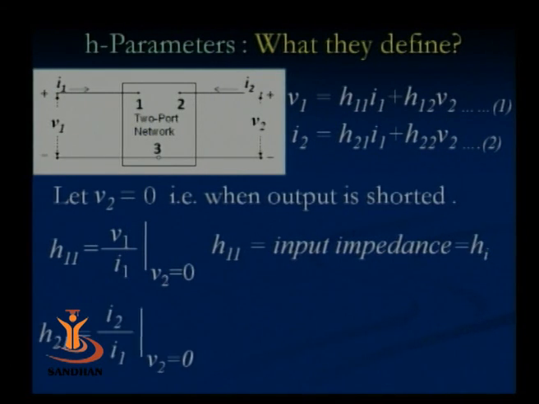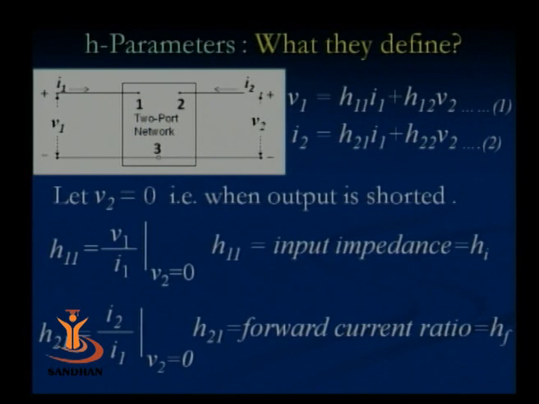Now using the same logic, from the same mathematics, we can find out what H21 equals. By placing V2 equals 0, we find that H21 equals I2 by I1, a ratio of output current to the input current when V2 equals 0. And normally output divided by input, that we label as the gain. So here H21 represents the ratio of output current to the input current of the two-port network system, and that is called the forward current ratio.